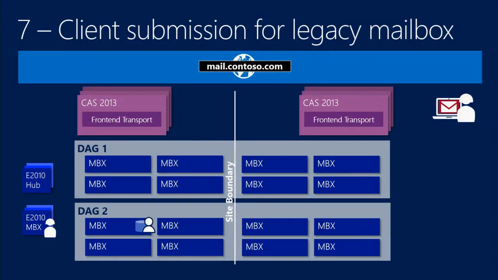Same scenario as the previous one, except my sender now has a legacy mailbox. So Mary's mailbox is on Exchange 2010. But we've already introduced Exchange 2013 in the environment. We've already moved our SMTP namespace to the client access server role. So when Mary authenticates, she's going to be authenticating against a front-end transport server role. The front-end transport server role is going to do that lookup on Mary and see that Mary's mailbox version is 2010.